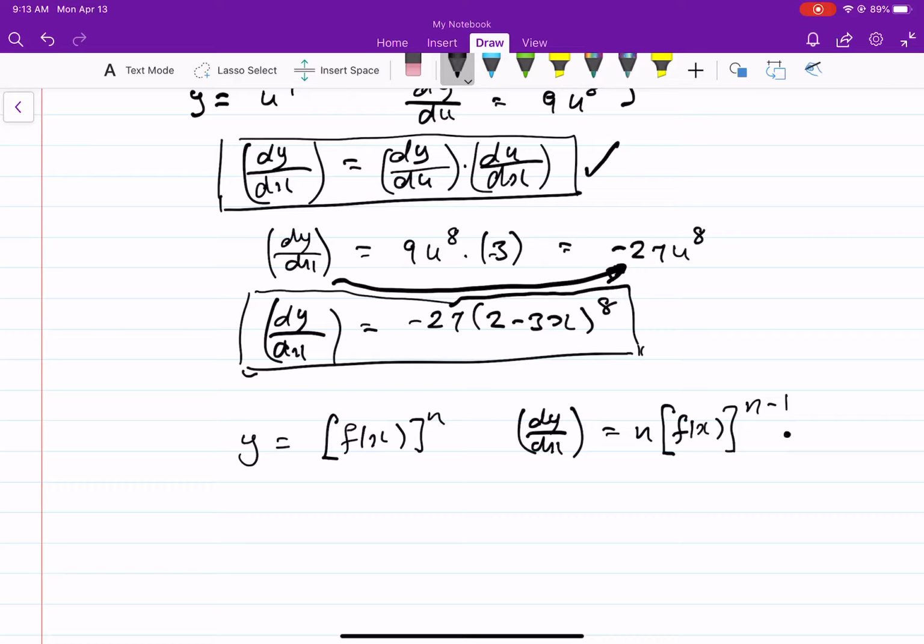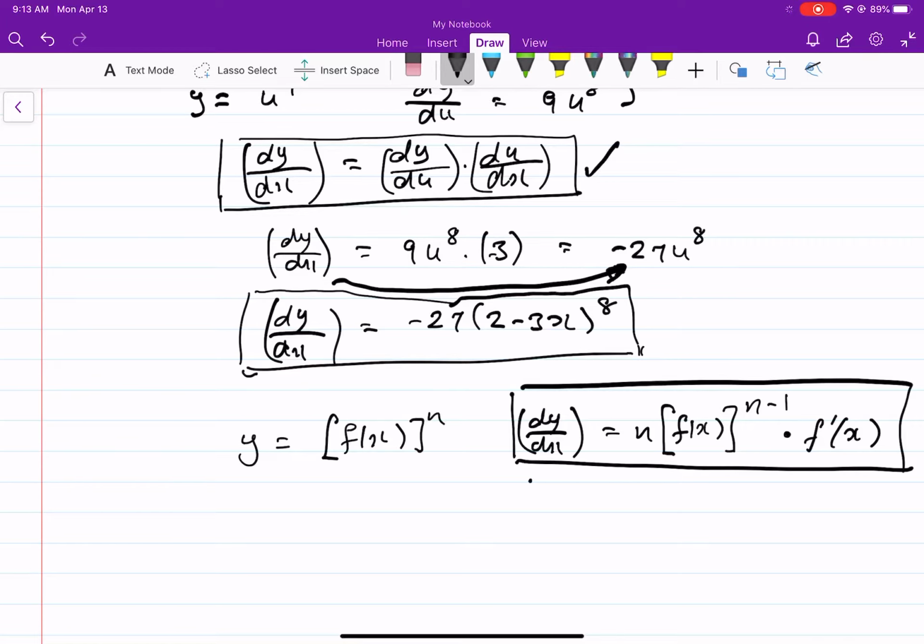Now, you remember we introduced new notation. If whatever I have inside the brackets is f of x, when I differentiate that, that becomes f prime of x. This is the short form of the chain rule, and this is how you want to use the chain rule if the only thing you wanted was to differentiate the function.